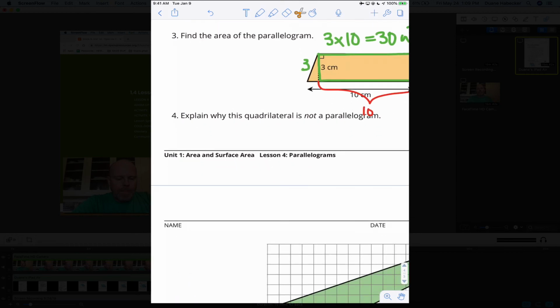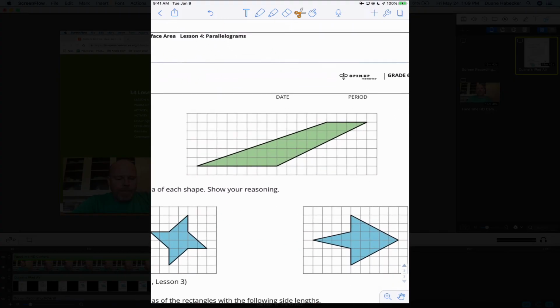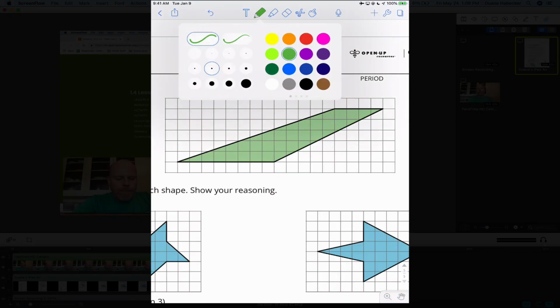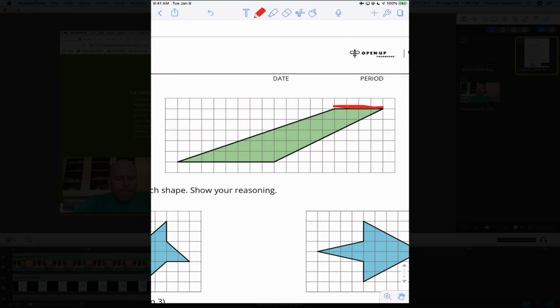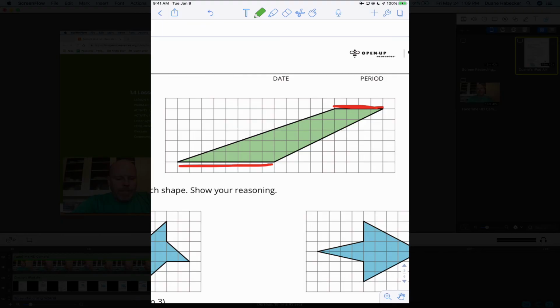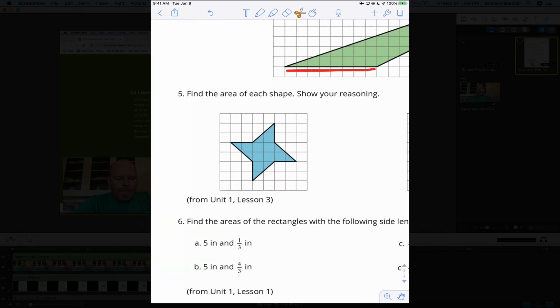Now, question 4 says, explain why this quadrilateral is not a parallelogram. So we've got to look at this thing and say, well, why is it not a parallelogram? Well, we could see that the top and the bottom are parallel, but the key thing is they're not the same length. The one on top is not the same length as the one on the bottom, so therefore we automatically know that it is not a parallelogram. There's other reasons, but once you've found one reason, you're done.